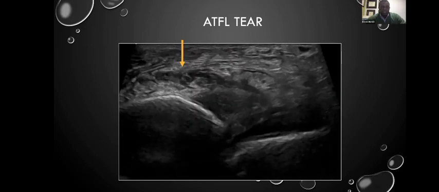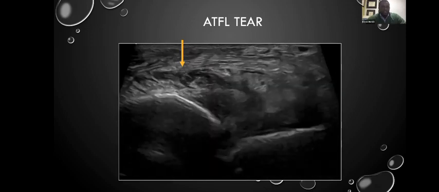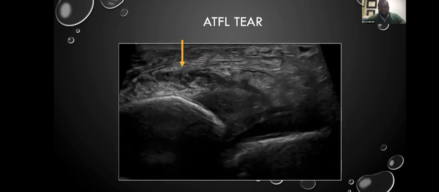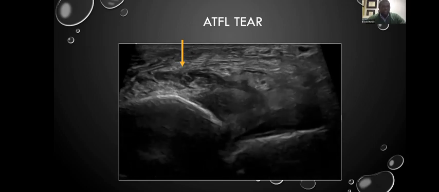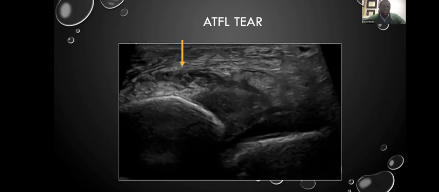Ideally, you'd like to see all of them all the time. That's not how things work. A lot of times you have to know that all these can exist. And so if you do see a fluid collection that's more outside, but you don't necessarily see the ligament very well, you can have a higher suspicion that there's a tear.